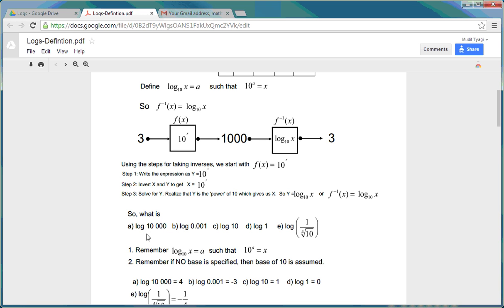And in order to figure out what that is equal to, we need to consider what power must 10 be raised to in order to get 10,000. Well, 10 must be raised to the power of 4 in order to get 10,000. So log of 10,000 to the base 10 is equal to 4. When we come back, we'll do a few more practice problems.